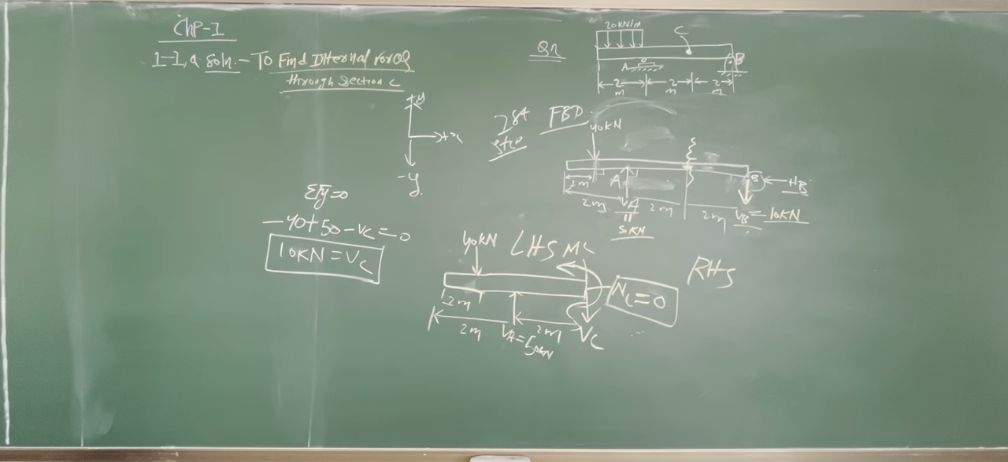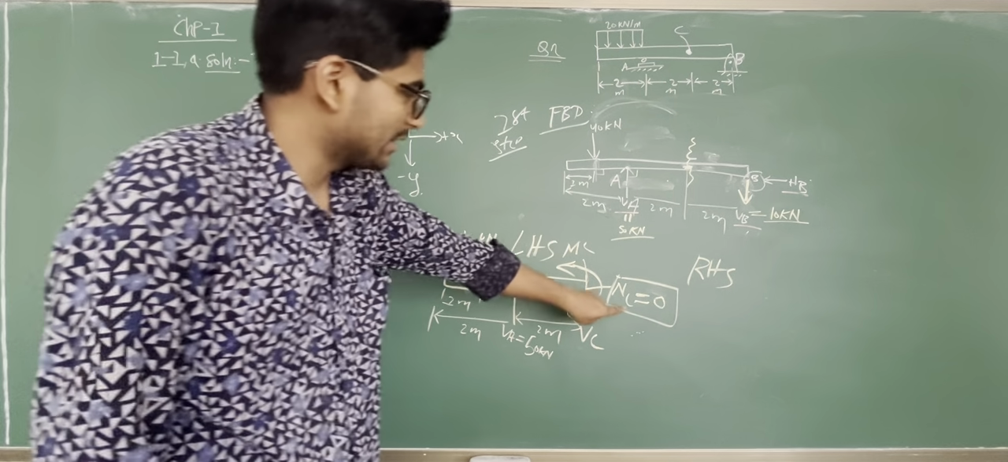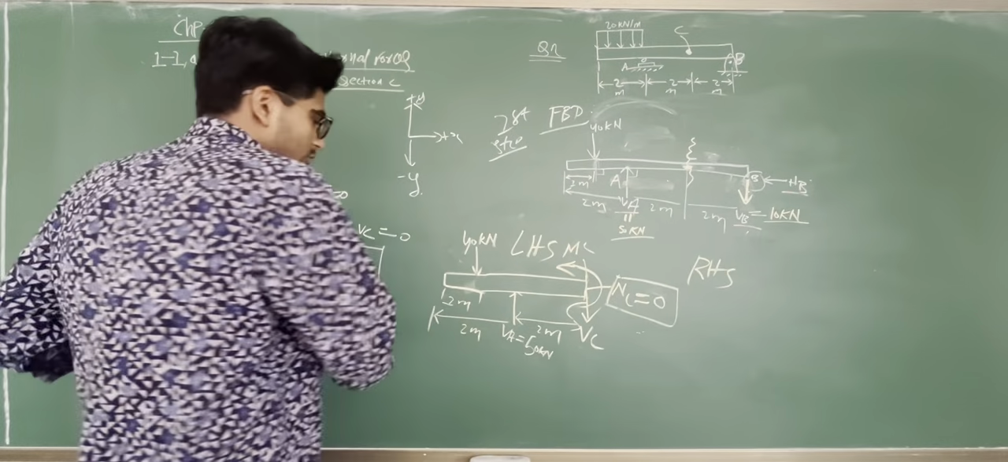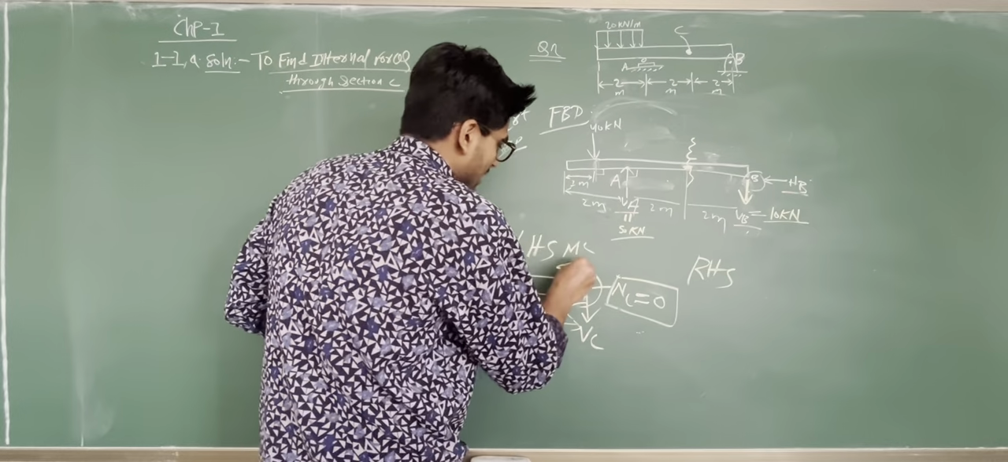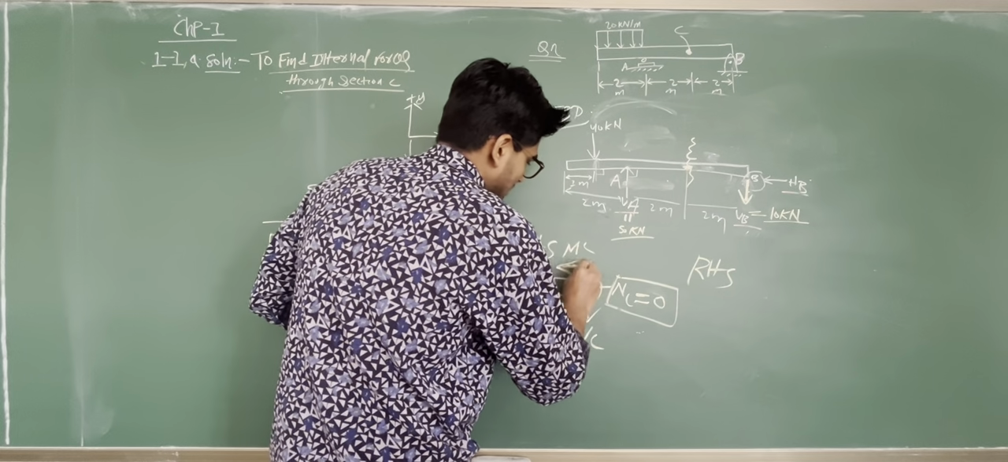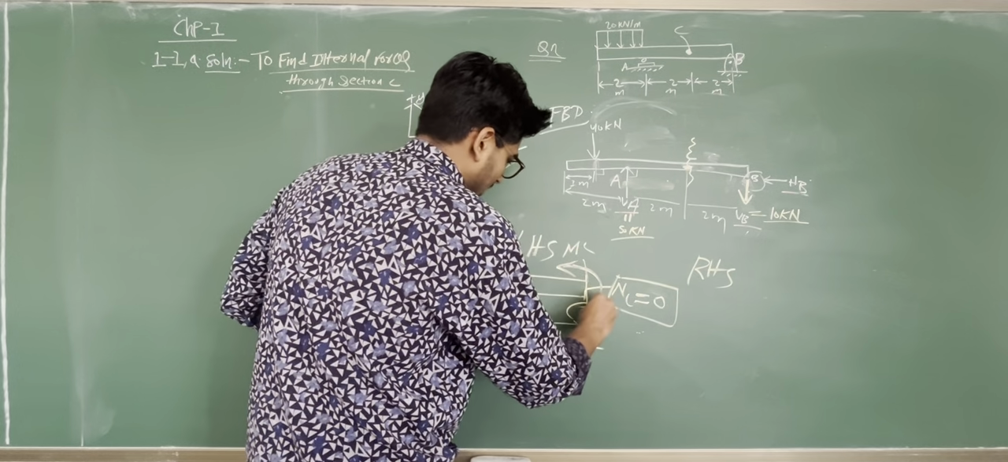BC equals 10 kilonewton. We find BC, we find the normal axial force, shear force, normal force. So what is left? The one left is the bending moment. Right, the one left is here, the moment.